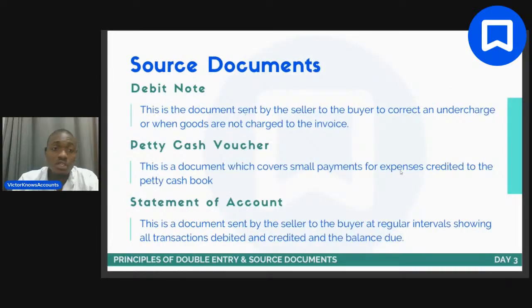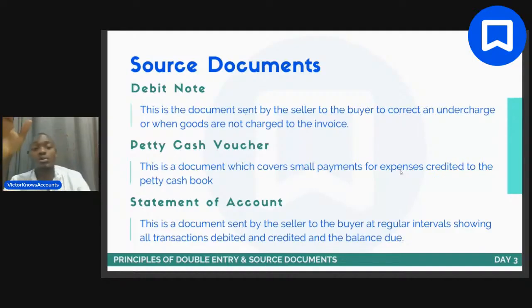Is that fine? So a petty cash book is a document which covers small payments for expenses, credited to the petty cash book. All right, so now let's talk about the statement of account. The statement of account is a document sent by the seller, don't forget, to the buyer at regular intervals, showing all transactions debited and credited and the balance due.